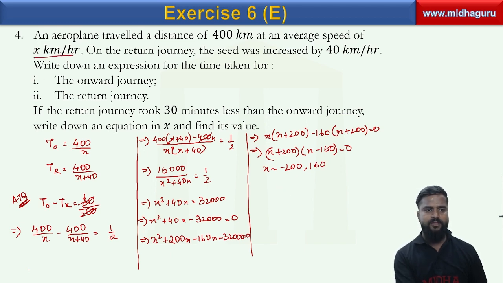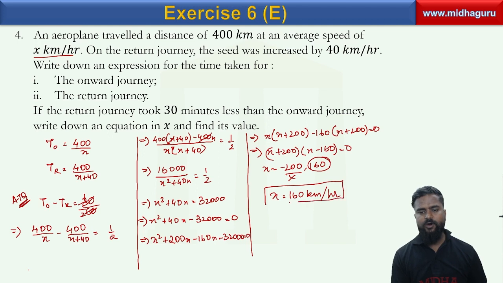Since x was a speed, it cannot be negative. So this is the speed we must take. It is 160 kilometers per hour. That was the original speed of the airplane, that is on the onward journey. Let's move on to the next question.